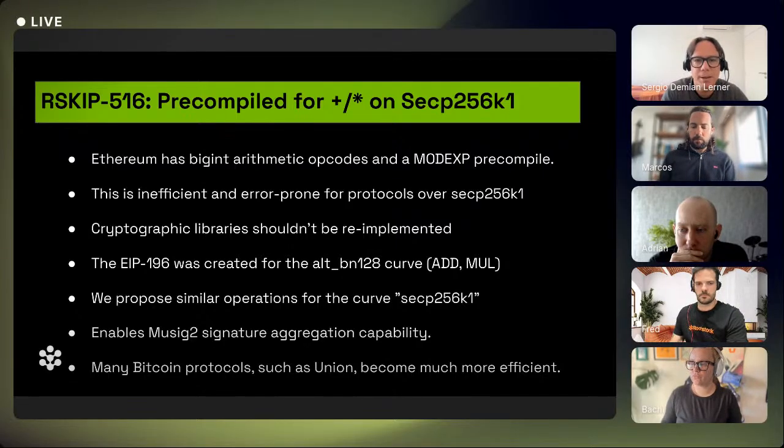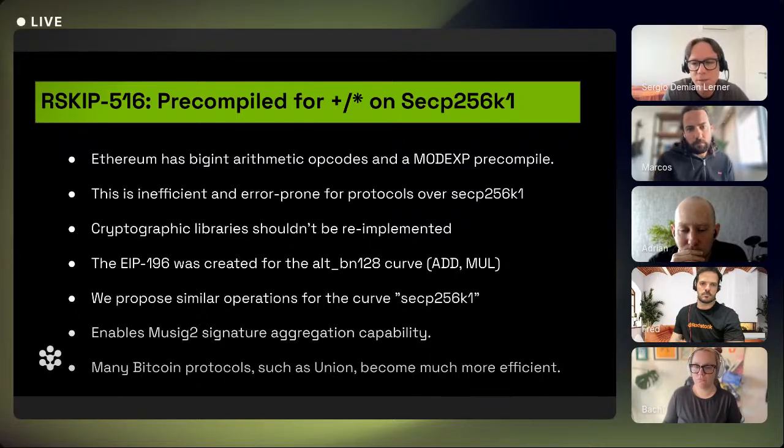So you can add big numbers. You can even do a modular exponentiation of big numbers. But it's very inefficient to implement cryptographic operations over the Bitcoin curve, the Bitcoin elliptic curve, if you have to do it from scratch. And it's not only inefficient, but it's also very error prone. And you should not implement your own cryptographic libraries. You should use existing, proven, secure cryptographic libraries.